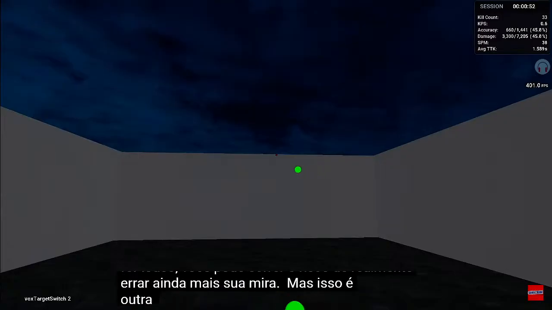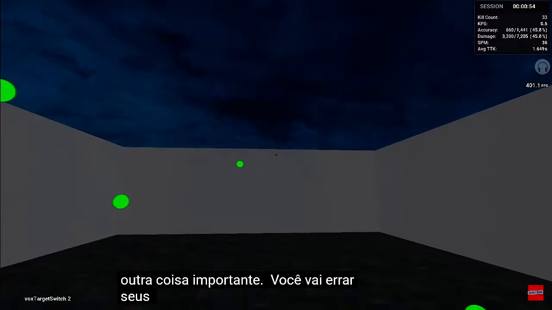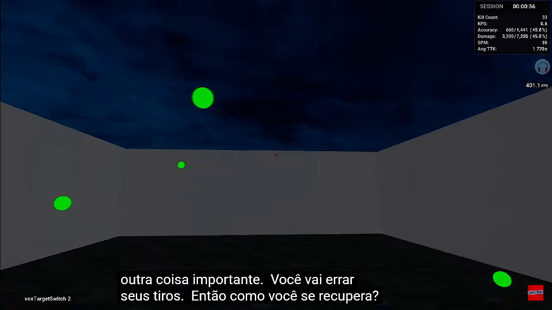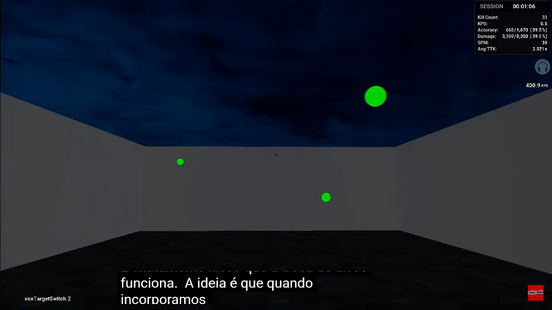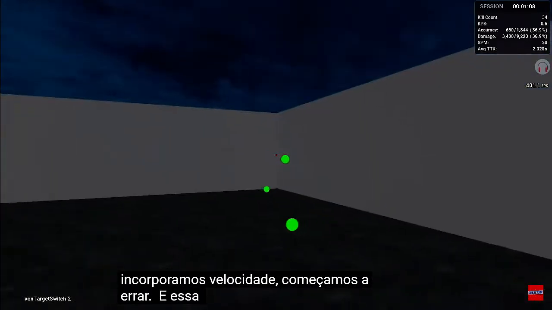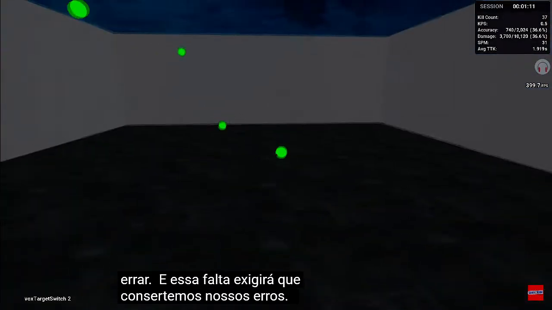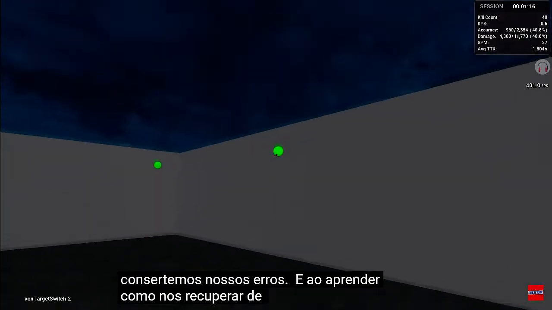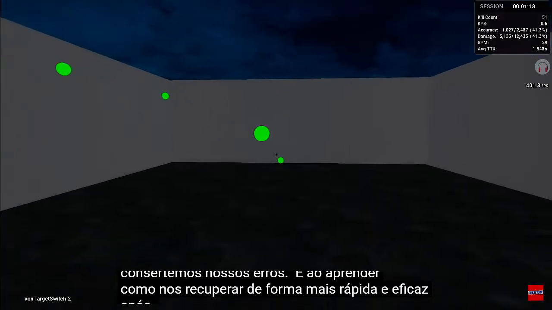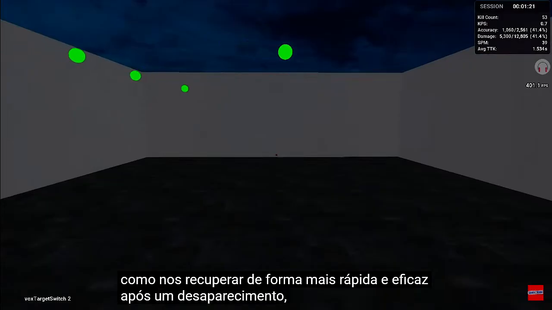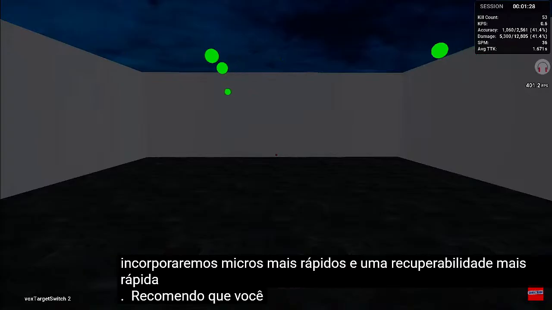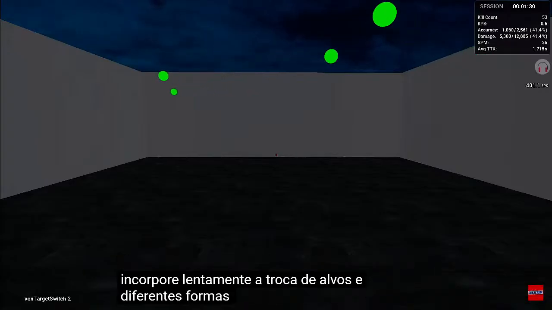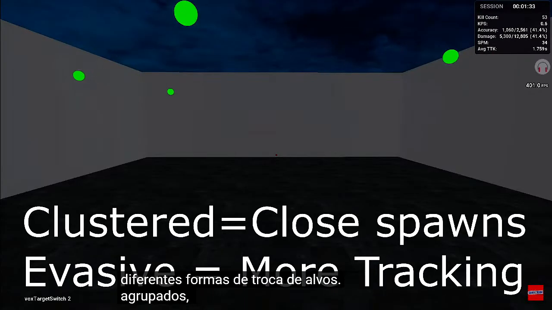But that's another important thing. You will miss your shots. So how do you then recover? That's exactly what target switching works on. The idea is when we incorporate speed, we will start missing, and that missing will require us to fix our misses. And by learning how to faster and more effectively recover after missing, we will then incorporate faster micros and faster recoverability. I recommend you slowly incorporate target switching and different forms of target switching, clustered, evasive, and etc. over time.